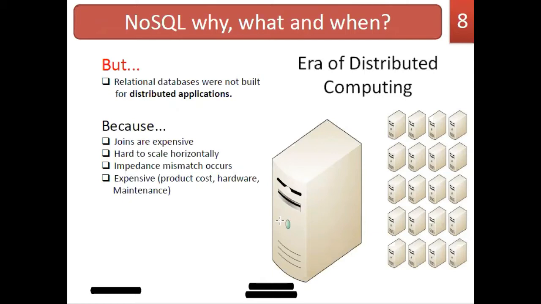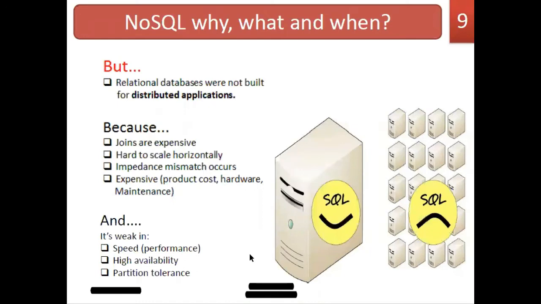And the other point is that it is expensive. The product cost, hardware, and maintenance, everything is expensive. So these are the main reasons we just discussed for going to NoSQL. These are the problems that we face when we use relational databases. To overcome these problems and get the advantages, we move towards NoSQL databases.